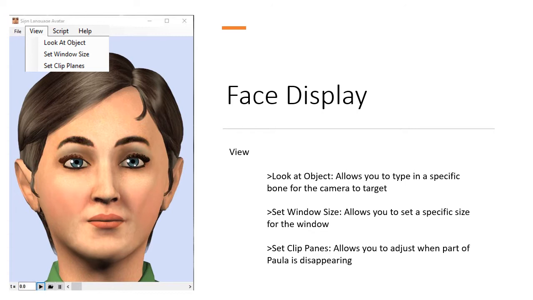Set Clip Panes allows you to adjust when part of Paula is disappearing. If we zoom too close to Paula's face, we might end up looking inside her head instead of getting a close-up on what we want to look at. When this happens, we want to set the near clip pane to something smaller than it is. More information can be found in the documentation.